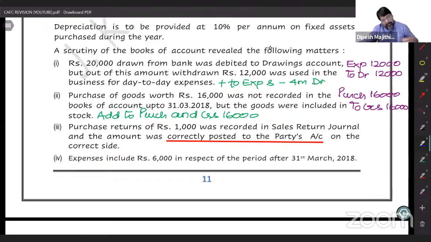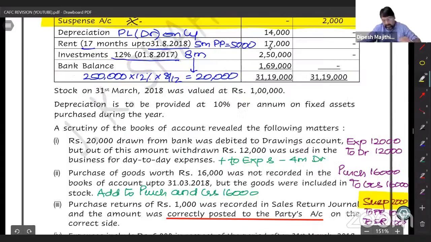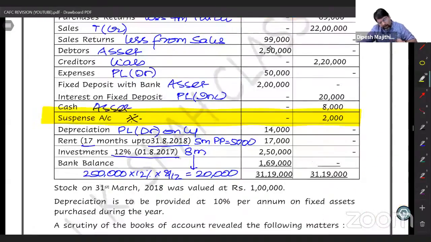Now over here, the journal entry I wrote: Suspense 2000, purchase return 1000, sales return 1000. And one more thing. See chartered, purchase return is debited over here. And in the trial balance, purchase return was on which side? Sir, purchase return was on the credit side. Purchase return was on credit side, and over here debited, therefore it will get nullified.